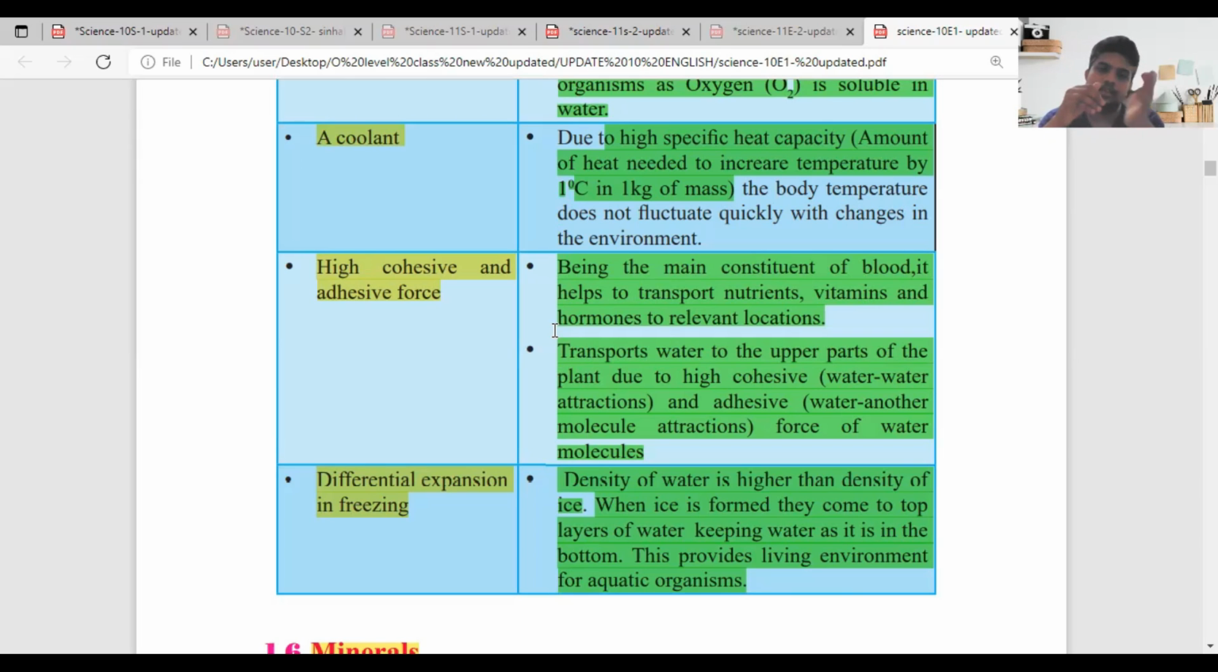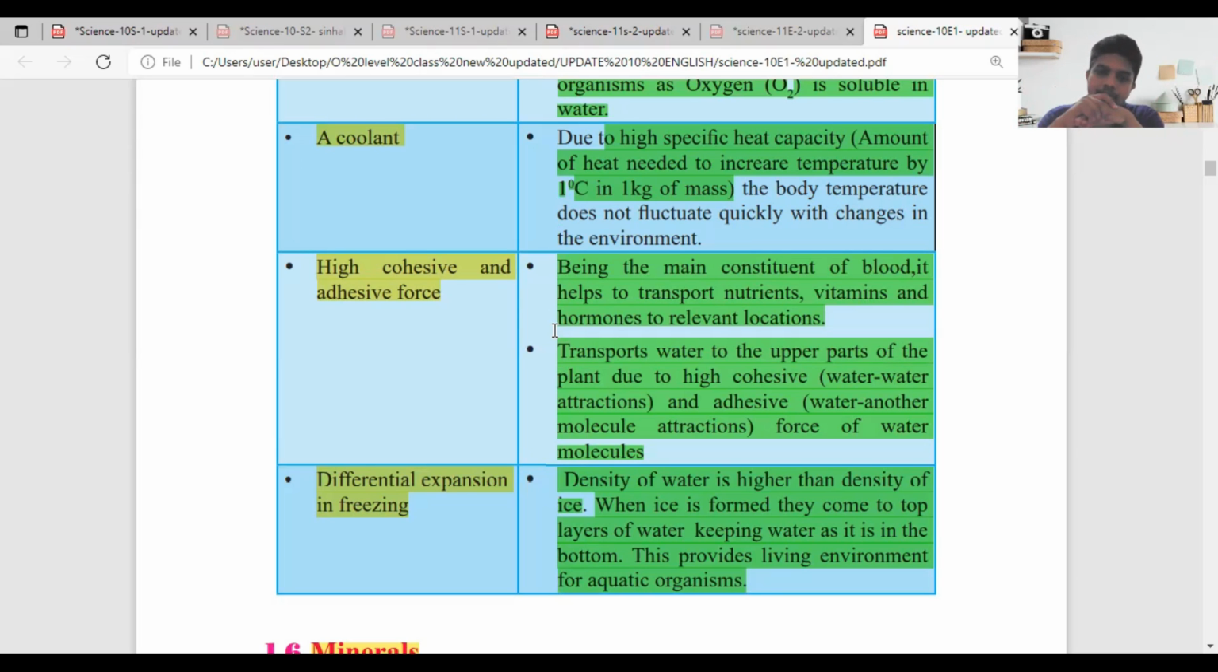As the first point they have mentioned, being the main constituent of blood. So normally when we consider our blood, the main constituent of our blood is water. It helps transport nutrients, vitamins, and hormones to the relevant locations, because almost all these substances dissolve in water and are transported from one place to the specific place where they function. That is about us, about animals.